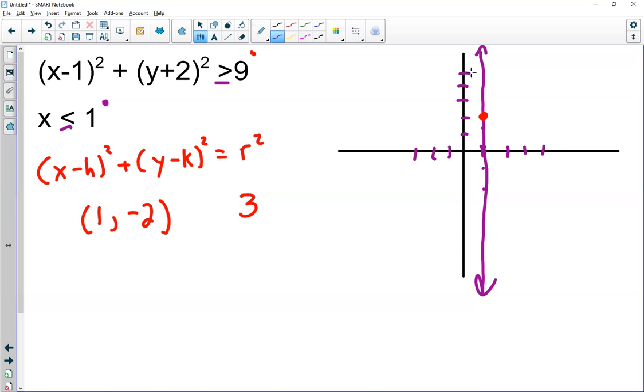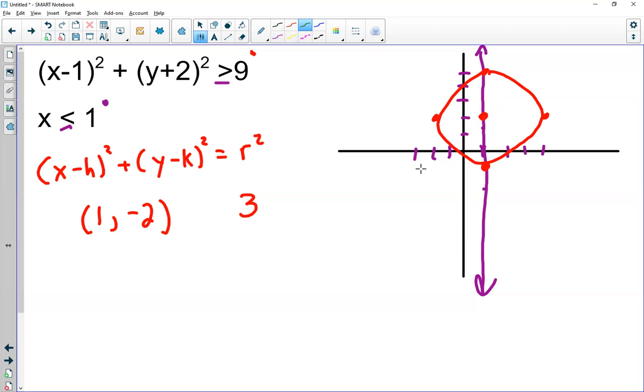So that means we're going to draw a circle. There are 3 radius. That means it's 3 up, 3 down, 3 left, 3 right. 1, 2, 3 up, 1, 2, 3 right, 1, 2, 3 down, 1, 2, 3 left. We'll make a circle. It's okay if it looks like a diamond or something like that. It doesn't matter.